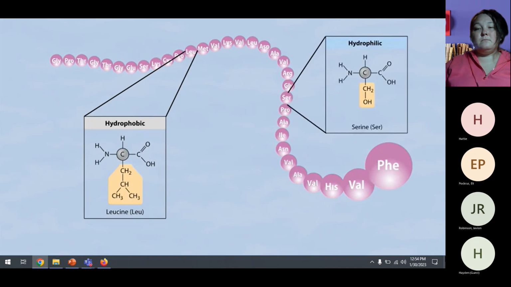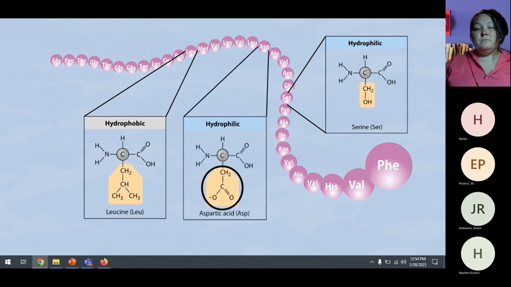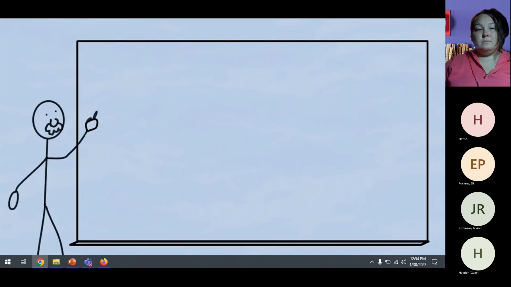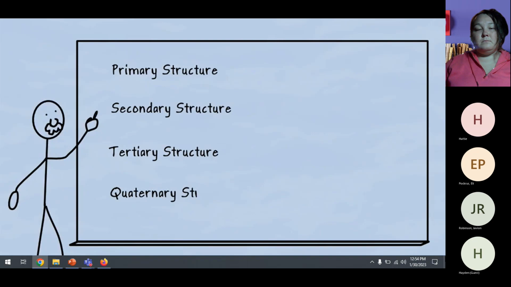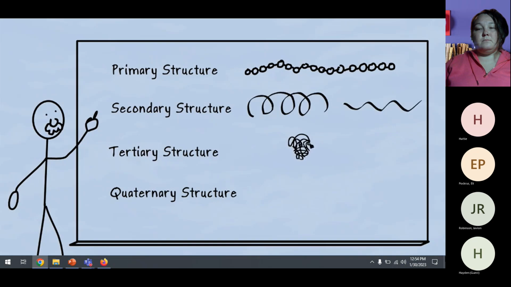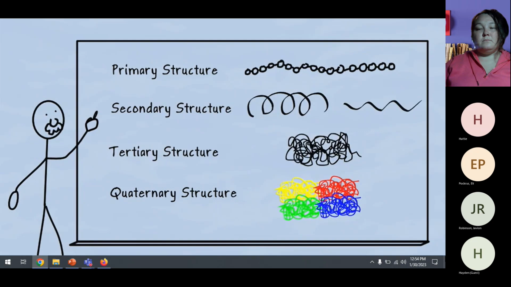These properties help determine what shape a protein assumes. Note that leucine's R group is nonpolar and thus hydrophobic. Hydrophilic R groups may be polar, as shown here with serine, or even charged, as you can see in aspartic acid. So let's build a protein. The final functional shape of a protein is based on several superimposed levels of structure: primary, secondary, tertiary, and in many, but not all proteins, quaternary.